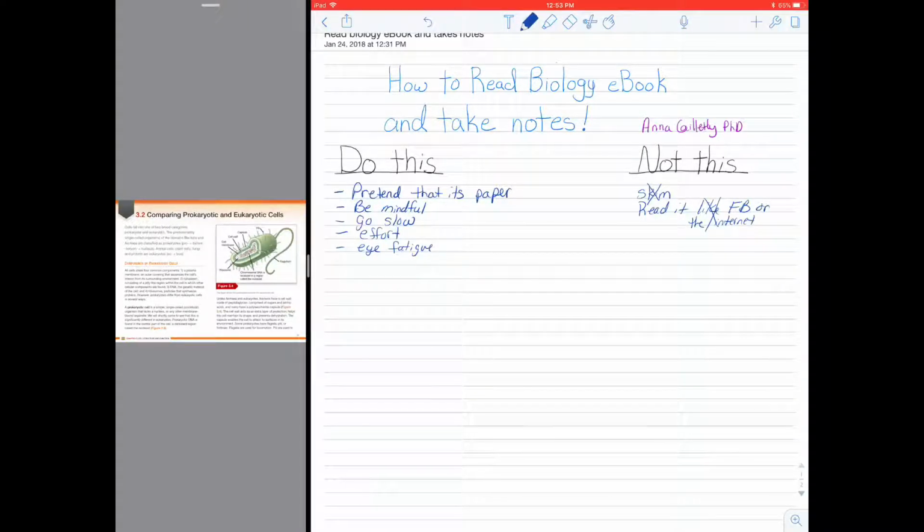Take whatever app you're using, whether it's iBooks or Kindle or a PDF reader, and change it so that it is not hard on your eyes. And remember to take frequent eye breaks, which basically means look away from your screen, look into the distance, and then look back at the screen. Now, as you are being mindful and going slowly, I want you to annotate what you're reading. Annotate is the super fancy word for take notes, okay?